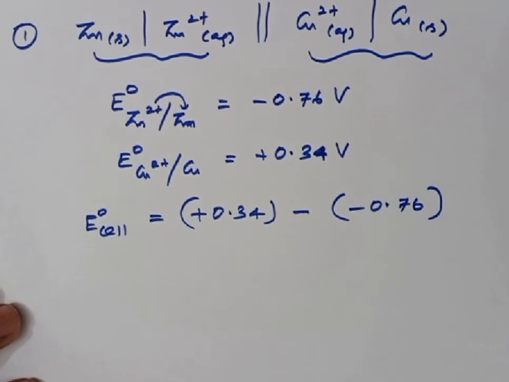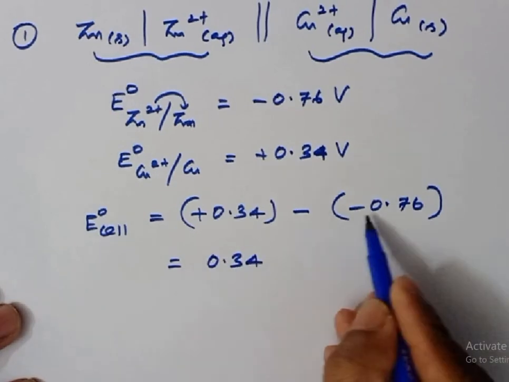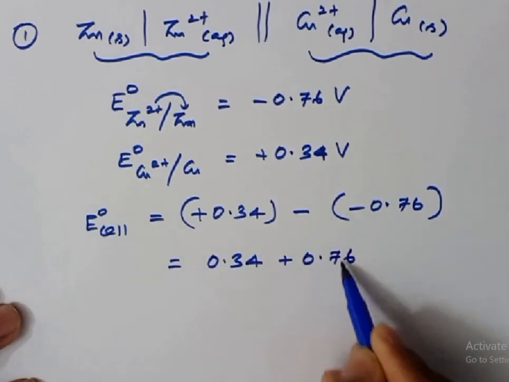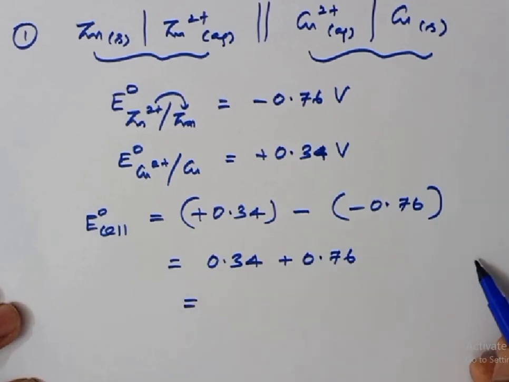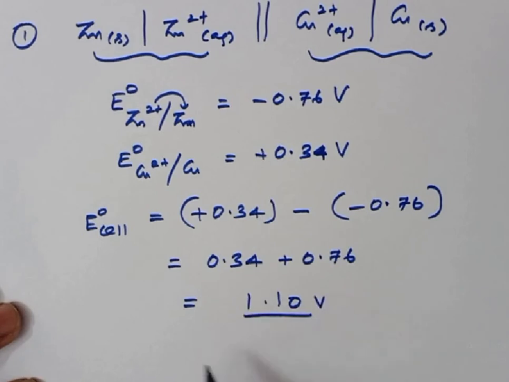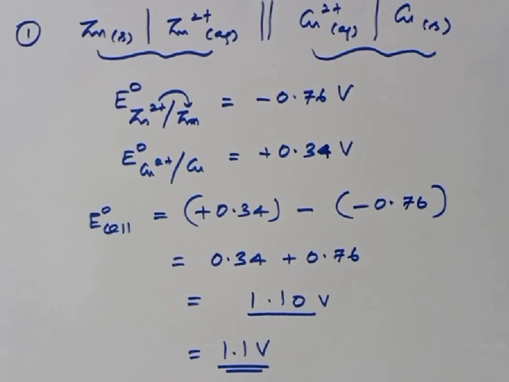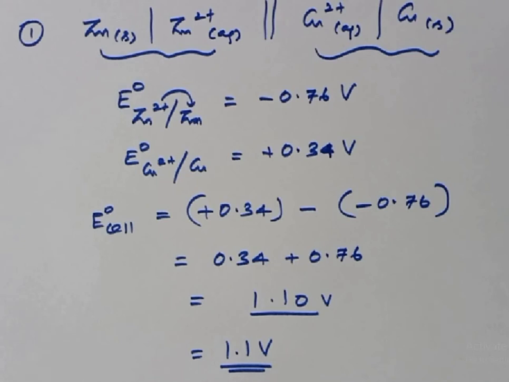Keep this in mind. Always we must use reduction potentials for electrodes. So this is 0.34. Here minus or minus become plus 0.76. So if I add these two, we'll get exactly 1.1 volt. That's why I told you the E0 cell for a Daniell cell is 1.1 volt. Standard cell potential for Daniell cell is 1.1 volt. Okay, take down.